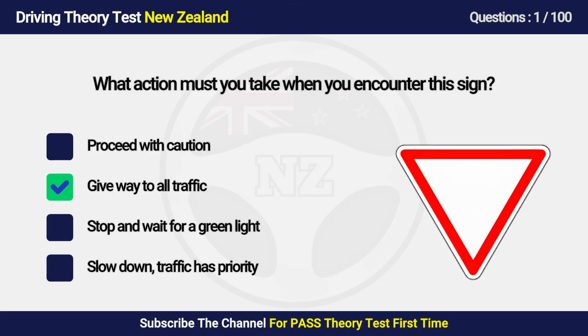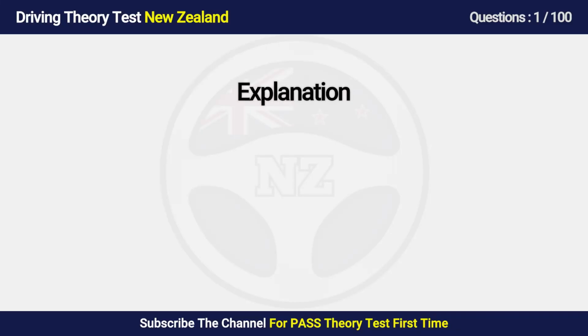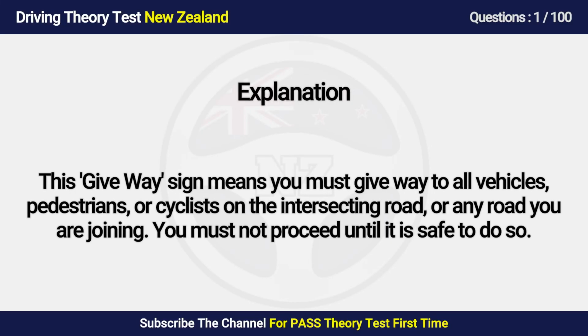Answer is B. Give way to all traffic. This give way sign means you must give way to all vehicles, pedestrians, or cyclists on the intersecting road, or any road you are joining. You must not proceed until it is safe to do so.